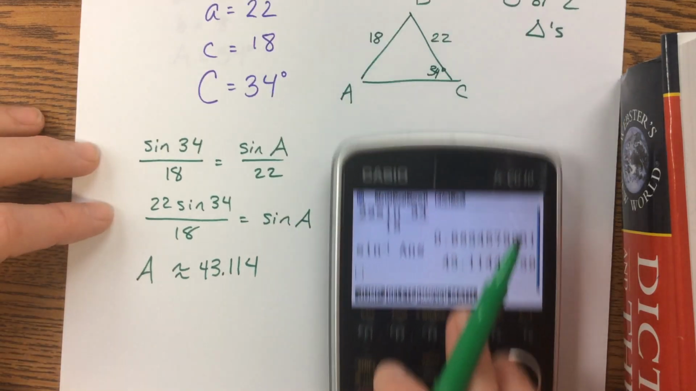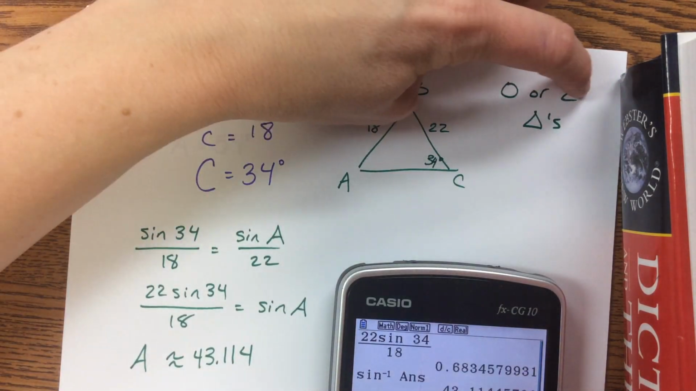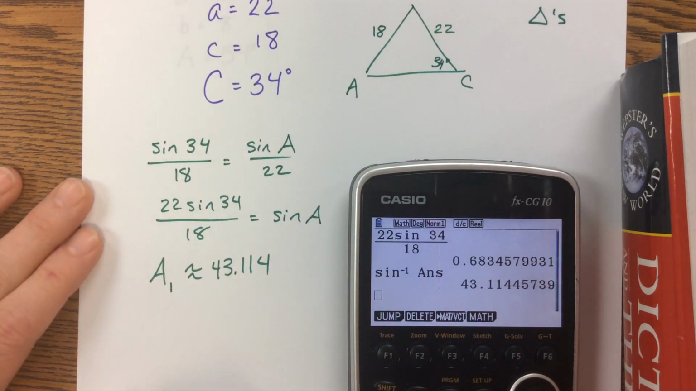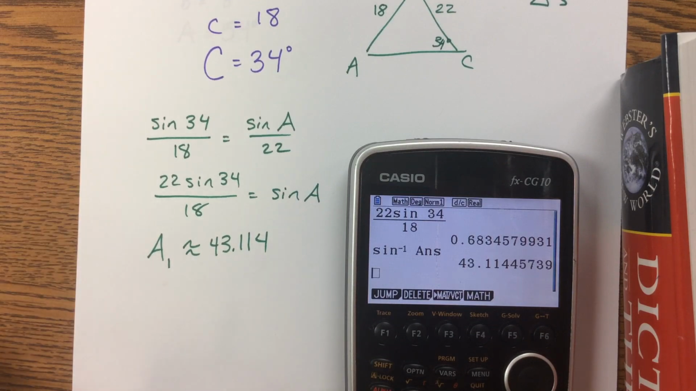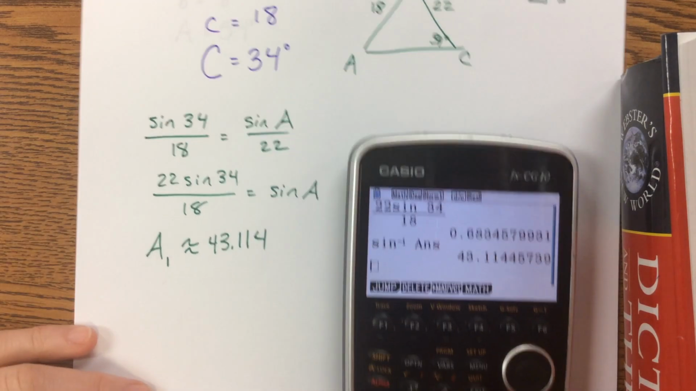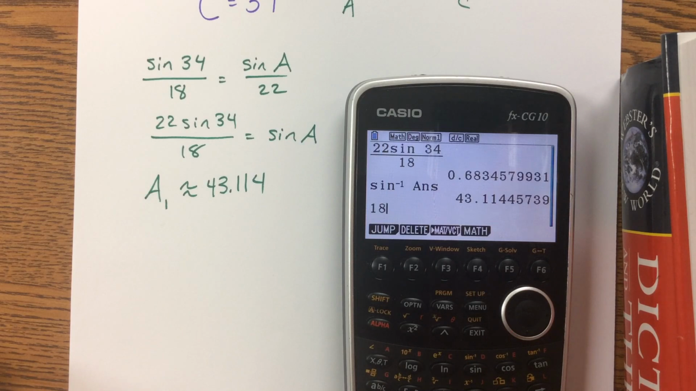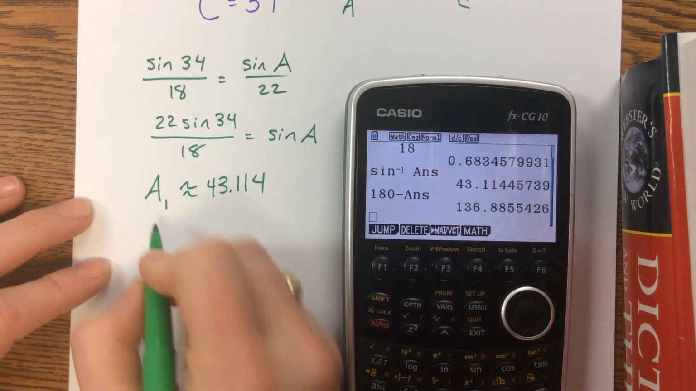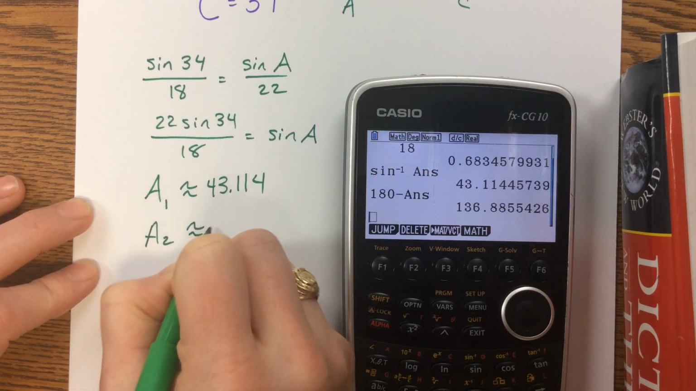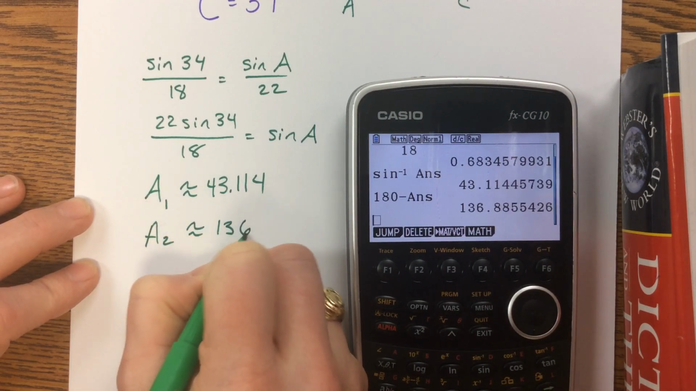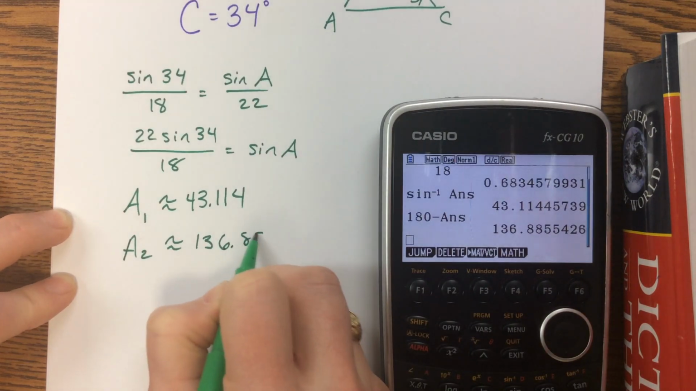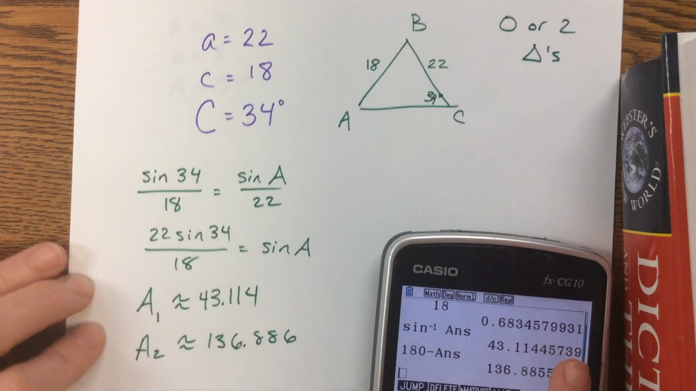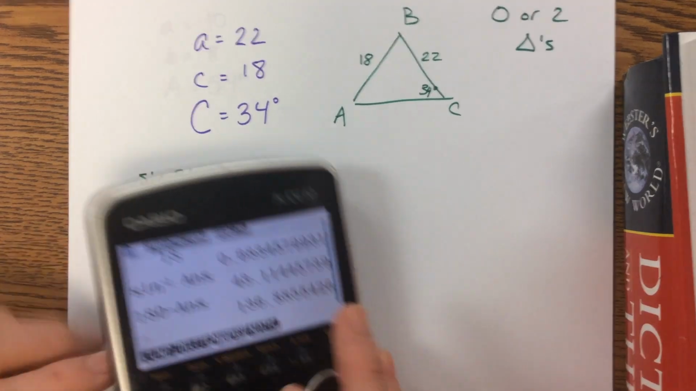But since this was the scenario that Miss Deloach said is either 0 or 2 triangles, this is actually going to be A sub 1. And A sub 2 is the supplement of that. So I can find the supplement of that previous answer, and A sub 2 is about 136.886.